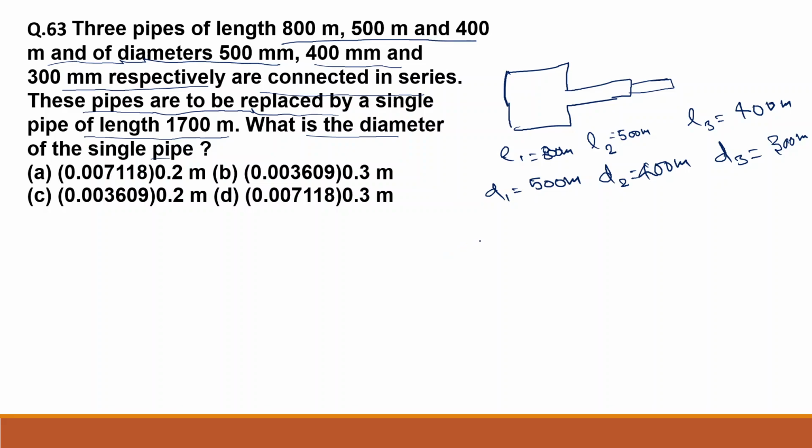These pipes are connected in series, and they are replaced by a single pipe of length 1700 meter. After that the single pipe is also given. This one we will take Q, and L1 is equal to 1700 meter, and D is not given.